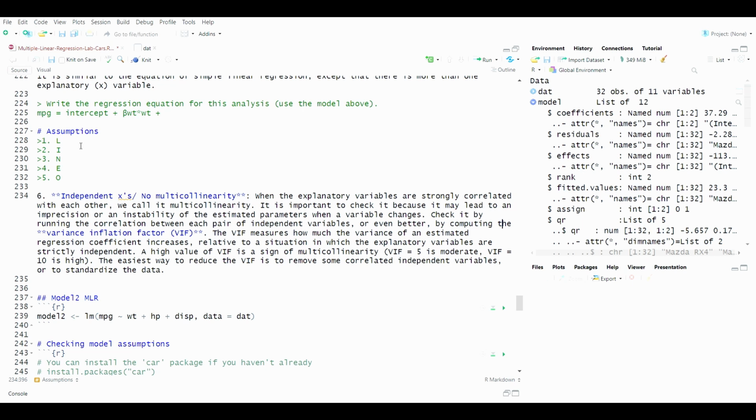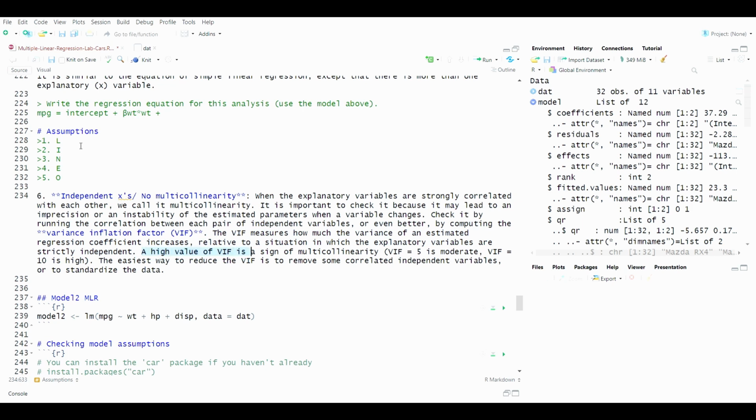Check it by running the correlation between each pair of independent variables, or even better, by computing the variance inflation factor, or VIF. The VIF measures how much the variance of an estimated regression coefficient increases relative to a situation in which the explanatory variables are strictly independent. Right? We're seeing how much variance increases, how much it is inflated relative to a situation in which it was strictly independent.